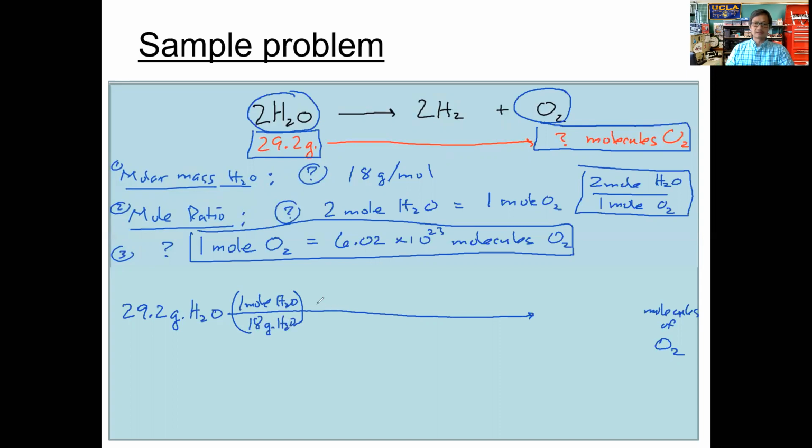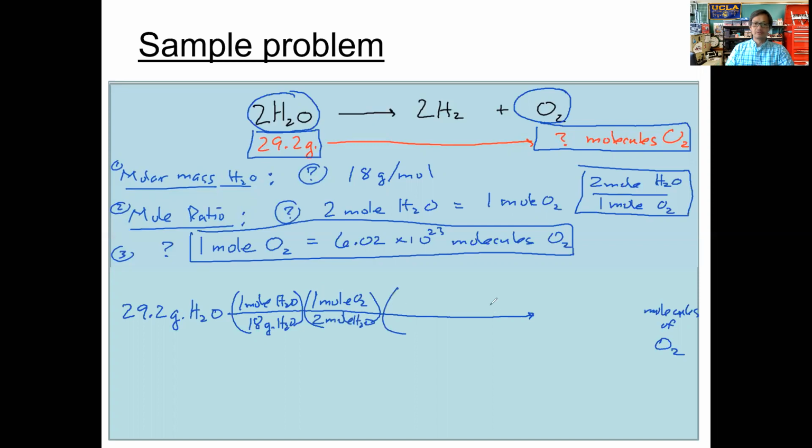Okay, hopefully you see that that will allow us to cancel out grams of water. The next one's going to be the mole ratio here. And hopefully you're going to see then that we're going to use the reciprocal of this because we need moles of water on the bottom. So we'll have then 1 mole of O2 over 2 moles of water.